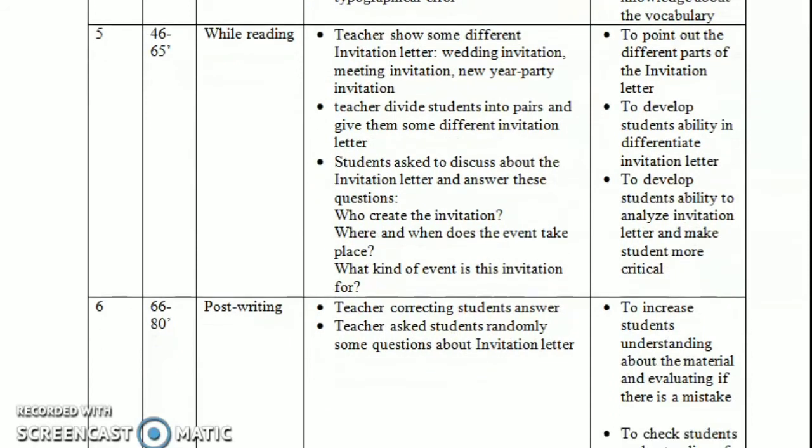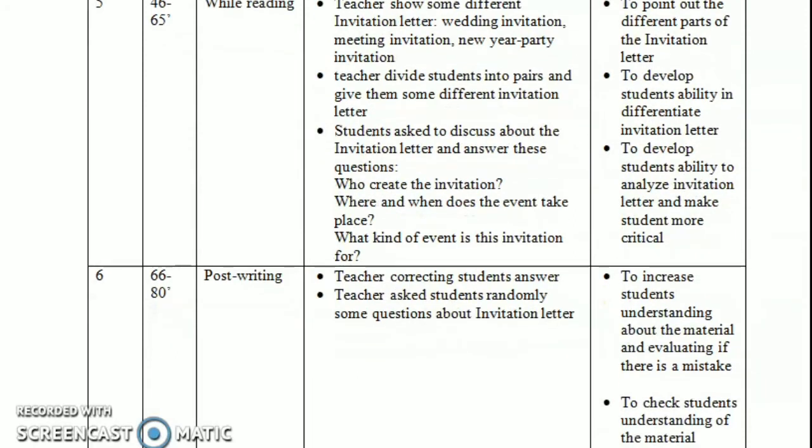So the next stage is the while-reading activity. It takes 20 minutes, and the procedure is: the teacher shows some different invitation letters, such as a wedding invitation, a meeting invitation, and a New Year party invitation. So the teacher divides students into pairs and gives them some different invitation letters. So students are asked to discuss their invitation letter and answer these questions.